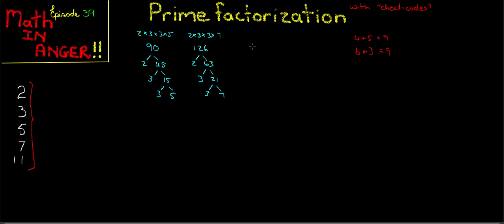One last example, 132. Let's do that. That's an even number. 2 can go in there. And once we've done the division, we're left with 66. And that's also even. 2 goes in there. We've done the division. That gives us 33. 3 plus 3 is 6. We can use 3 in there. And that leaves us with 11.